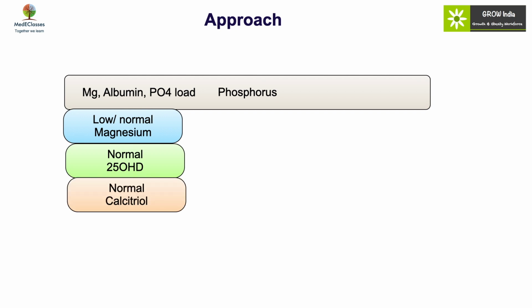If it's normal, this could be rarely a vitamin D dependent rickets, which requires calcitriol. Do not do calcitriol level in everybody with hypocalcemia. It's a waste of money. The only role of calcitriol in hypocalcemia is to differentiate vitamin D dependent rickets type 1 from vitamin D dependent rickets type 2. So while we say that endocrine workup is very expensive, we realize that if we do basic workup, we can save a lot of money for the patient.